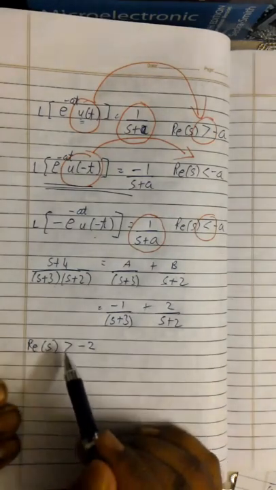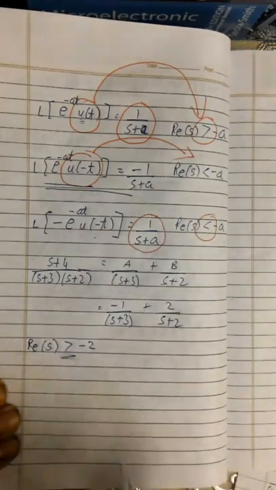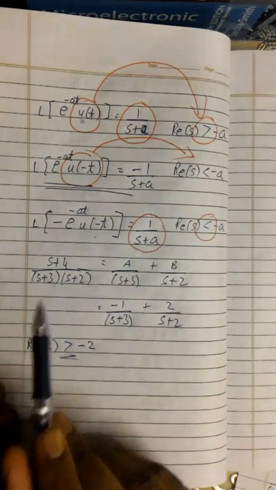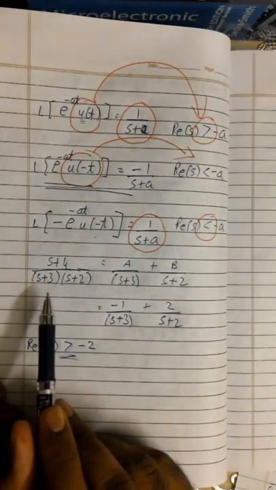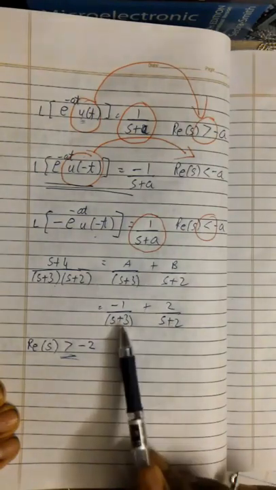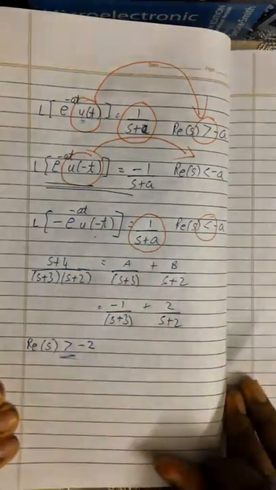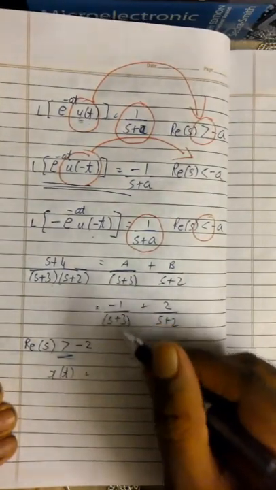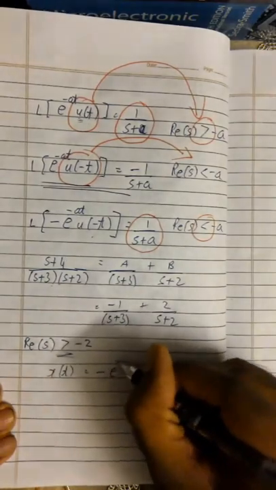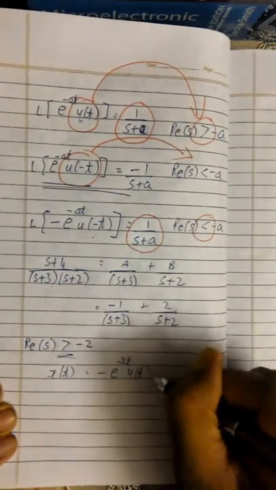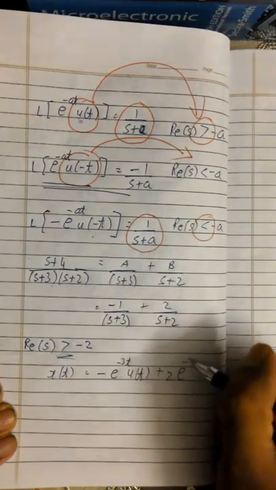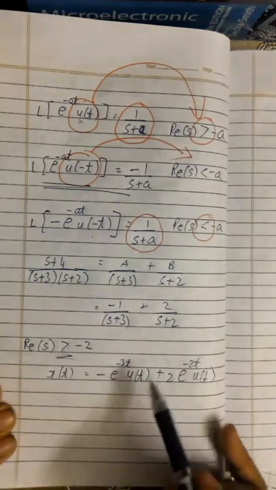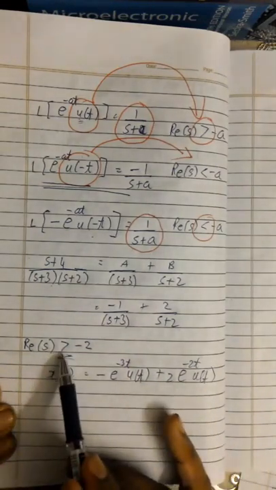Okay, if you see that it is greater than minus 2, then immediately you should understand that this question is a right-sided signal. So right-sided signal means every transform that you are going to find here will be multiplied with u of t. That's all. Which means x of t is nothing but minus e raised to minus 3t u of t plus 2 e raised to minus 2t u of t. See, why is it u of t? Because this is a right-sided signal.